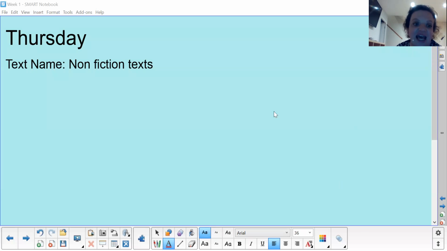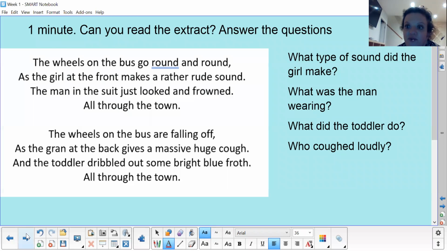Okay, so today we're going to be looking at a non-fiction text and we'll be talking about what non-fiction means in a moment. But to start with, we've got our starter. So pause your screen in a moment and have a read of this poem, this extract, and see if you can read it in 1 minute. So time yourself 1 minute and see if you can read it. Off you go. Pause it.